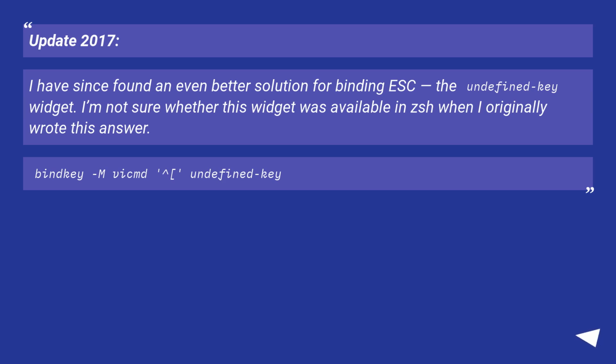Update 2017. I have since found an even better solution for binding escape, the undefined-key widget. I'm not sure whether this widget was available in ZSH when I originally wrote this answer. bindkey -M vicmd '^[' undefined-key.